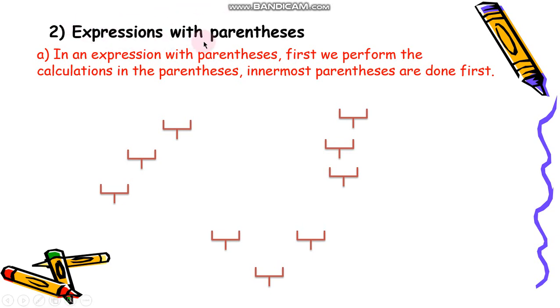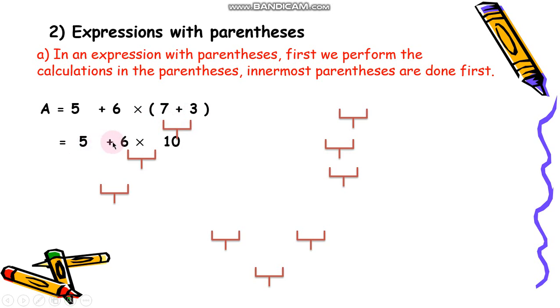Now, expressions with parentheses. If we have parentheses, what should we do? In an expression with parentheses, first we perform the calculations in the parentheses. Innermost parentheses are done first. Let's see examples. A equals 5 plus 6 times parentheses 7 plus 3. Here we have parentheses, so we're going to solve the parentheses first. So we're going to copy everything and solve what we have inside the parentheses. 7 plus 3 equals 10.